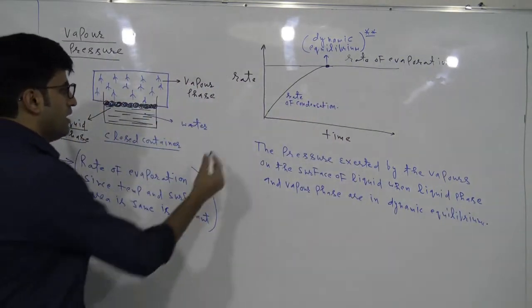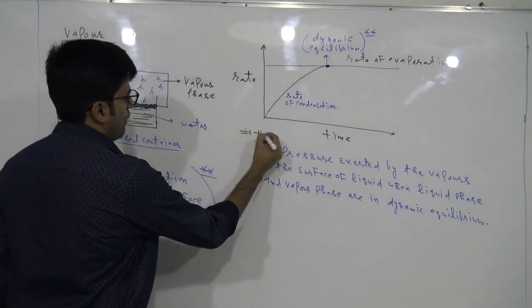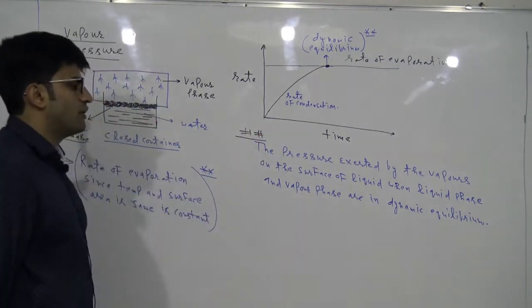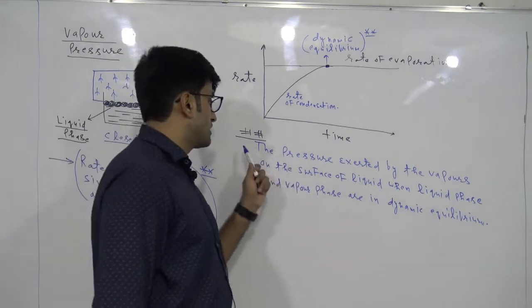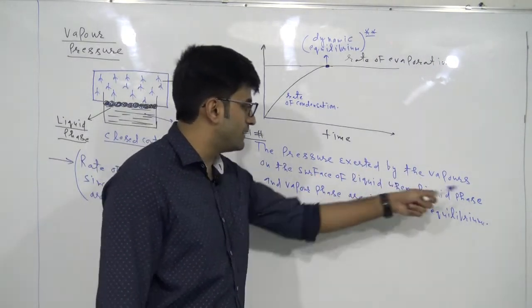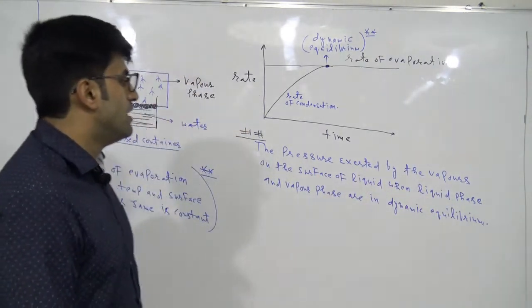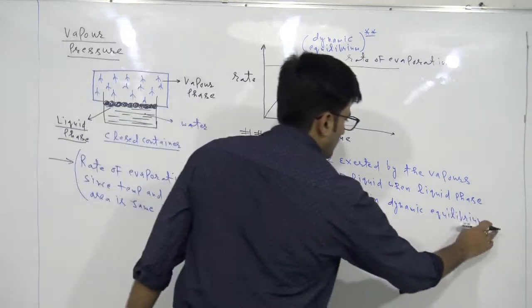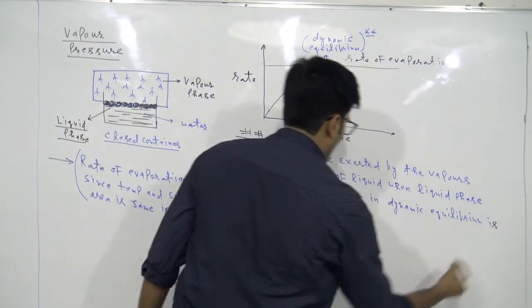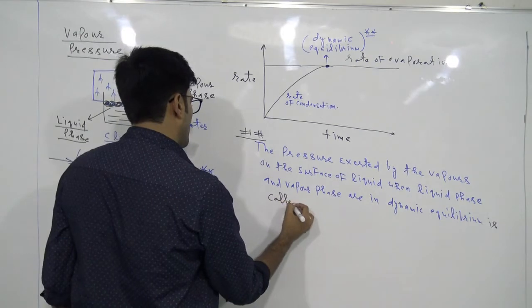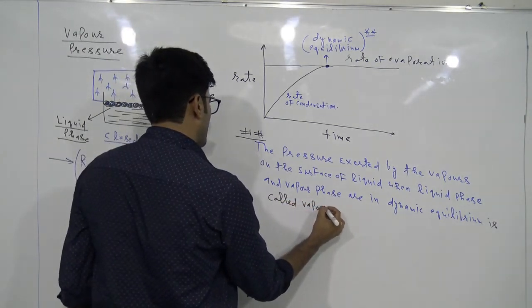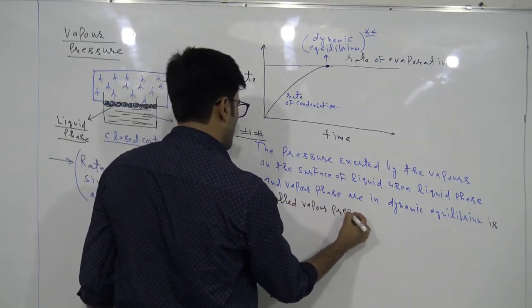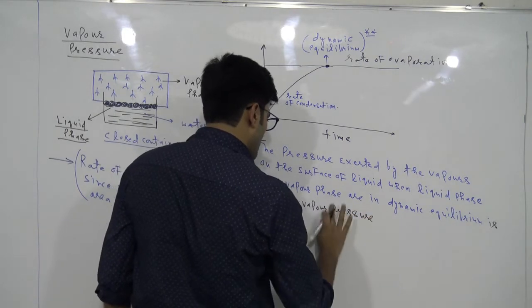This is the most important definition of vapor pressure. The pressure exerted by the vapors on the surface of liquid when liquid phase and vapor phase are in dynamic equilibrium is called vapor pressure. Is called what, guys? Is called vapor pressure.